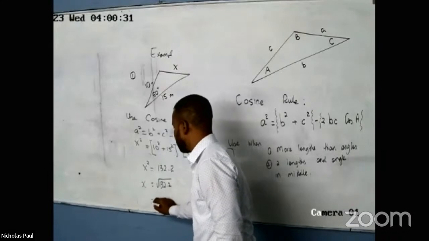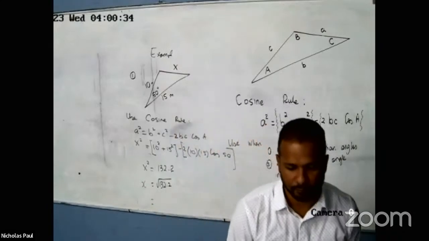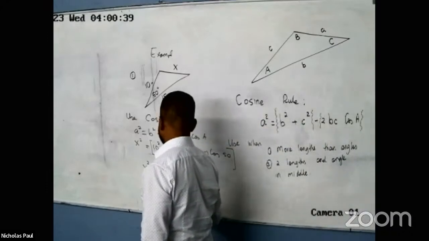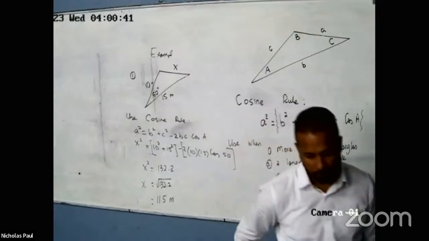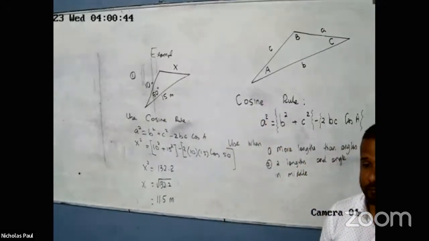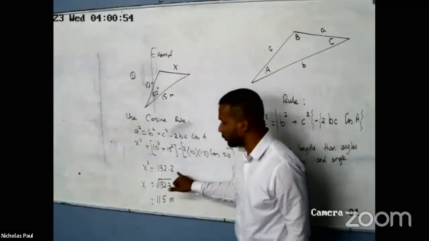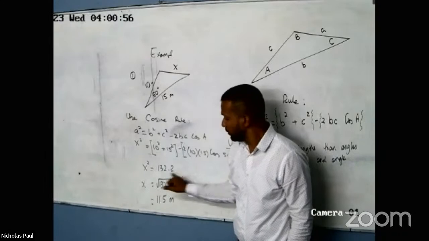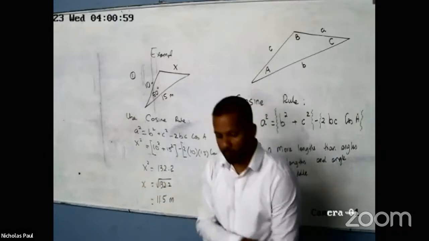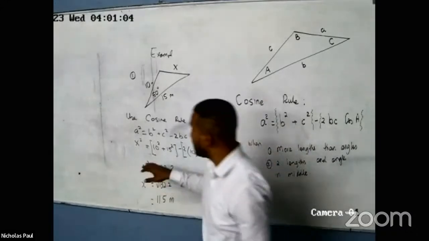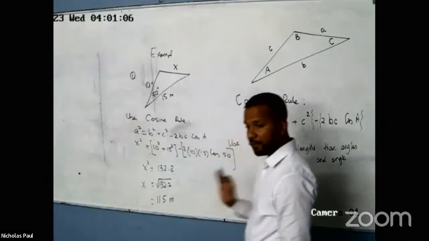How much is that? 11.5. Anybody not getting that? So whatever value you get here, square root it one time. If you want, you can put in the square root here and get your answer in one go.